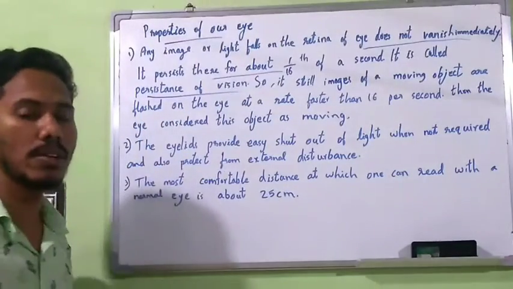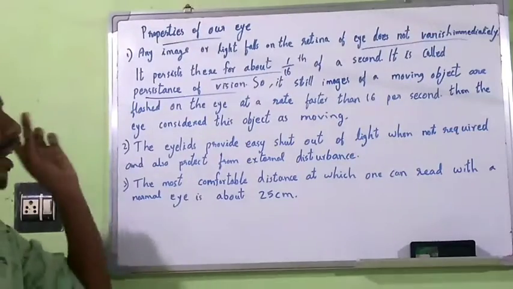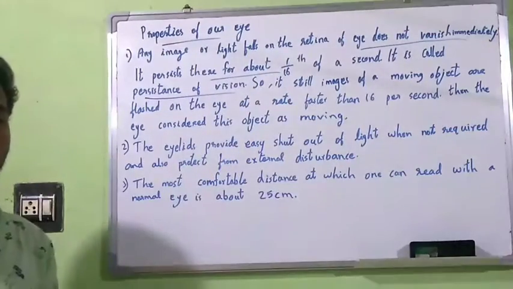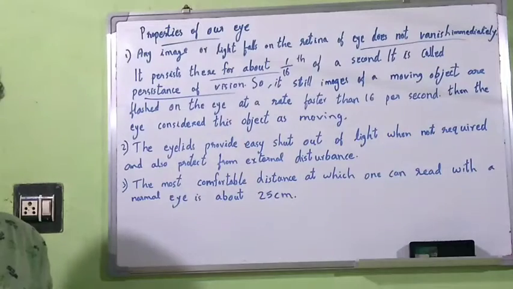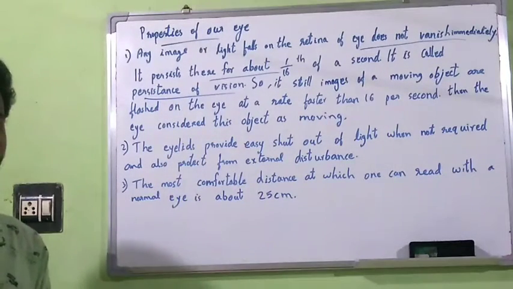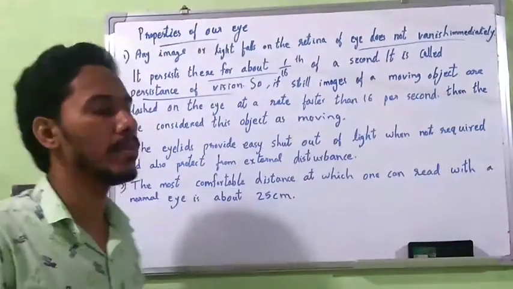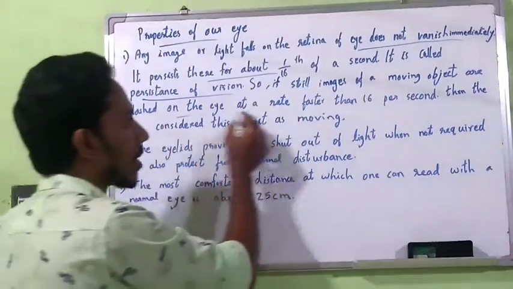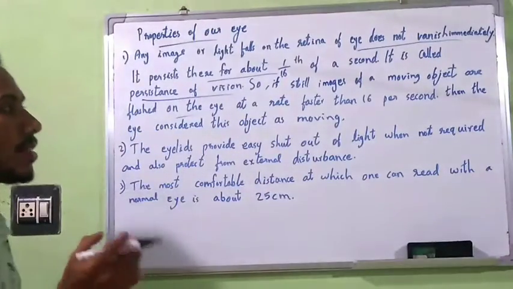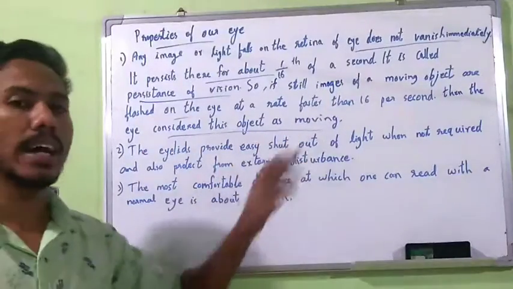That property is called persistence of vision. This is an important question. Any object persists in our eye for 1/16th of a second. That property is called persistence of vision. So, if still images of a moving object are flashed onto our eye at a rate faster than 16 per second, then the eye considers this object as moving.